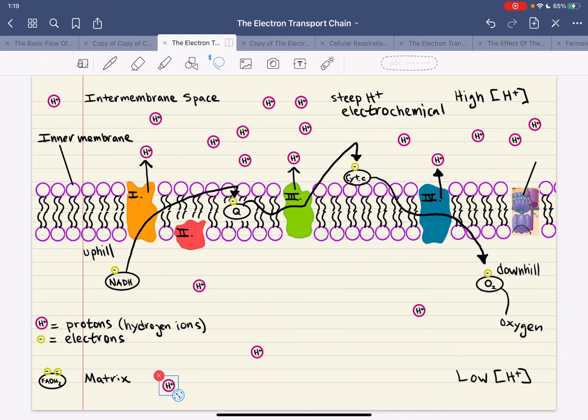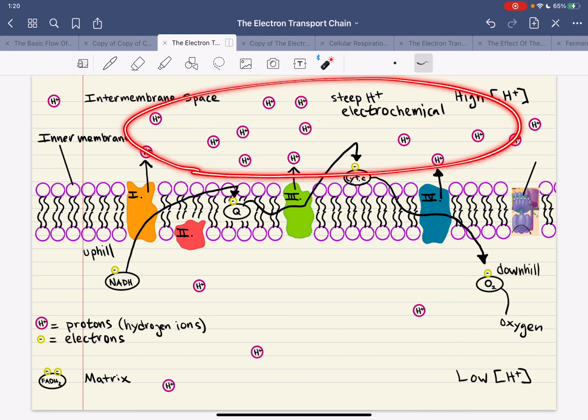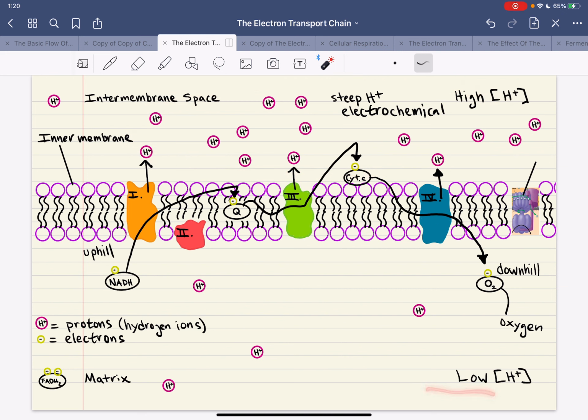So I want to ask you this, just looking at this picture so far. Where do the protons want to go? Do they want to go this way? Or do they want to go that way? Think back to diffusion. All things like to move from an area of high concentration to an area of low concentration. And there is a really high concentration up here, a very low concentration down here.